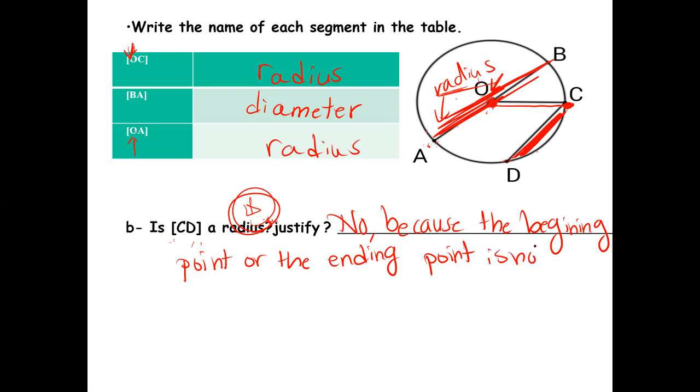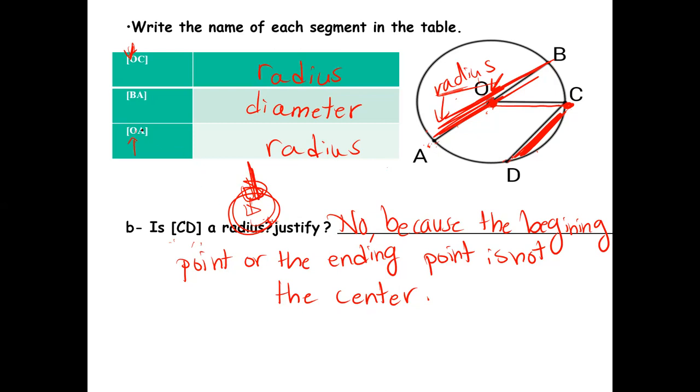Some students will say, no, it's not a radius because it doesn't pass through the center. This justification is wrong. Why? Because we know that the radius doesn't pass through the center. The radius starts or ends from the center. But when I say, is CD a diameter? You have to say no because it doesn't pass through the center. This justification is correct for the diameter because we know that the diameter passes through the center. But when I say radius, the justification has to be because the beginning point or the ending point is not the center.